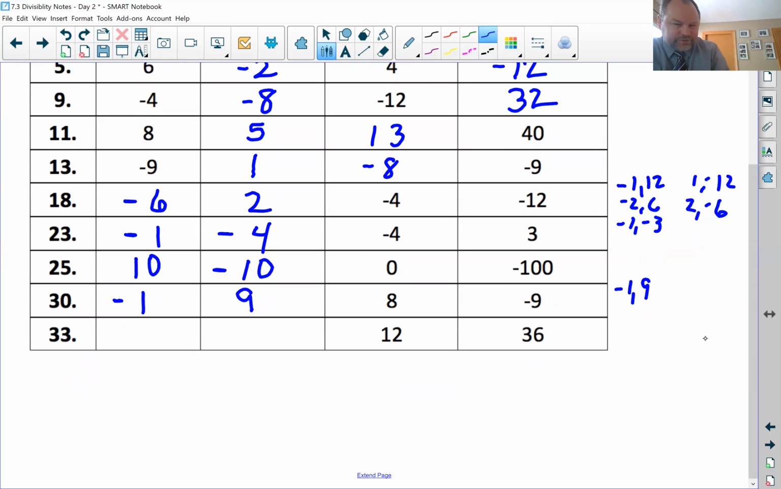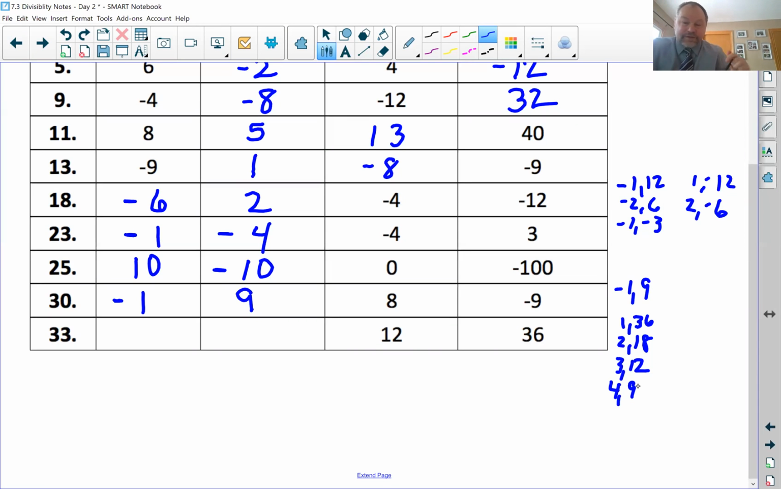Last example that I'm going to show you, multiply to 36 and add to 12. So they have to add to a positive and multiply to a positive. So they both have to be positive. So I can start with 1 and 36. They don't add to 12. 2 and 18 multiply to 36. They don't add to 12. 3 and 12 multiply to 36, but they don't add to 12. 4 and 9 multiply to 36, but they don't add to 12.